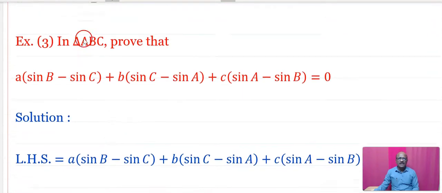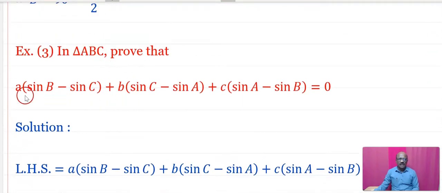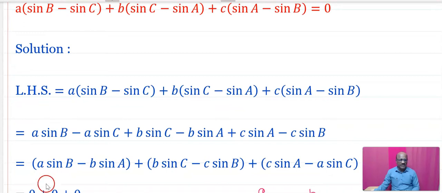Next is, in triangle ABC, prove that a in bracket sine B minus sine C plus b in bracket sine C minus sine A plus c in bracket sine A minus sine B, and that's equal to 0. Now consider the LHS.